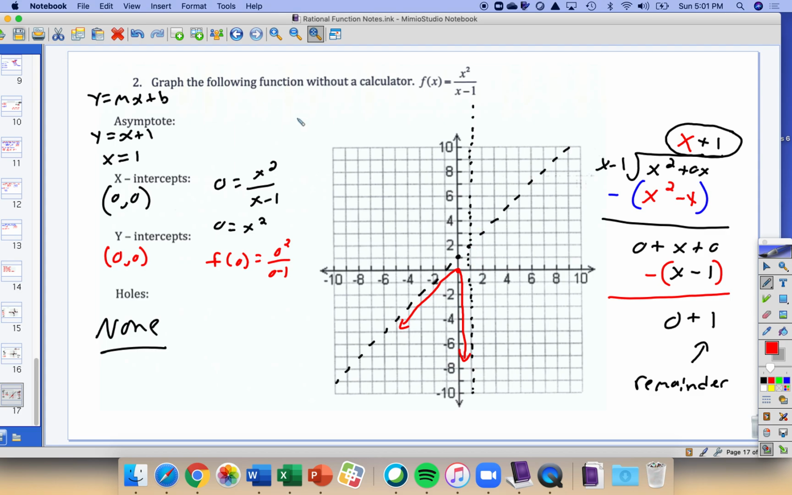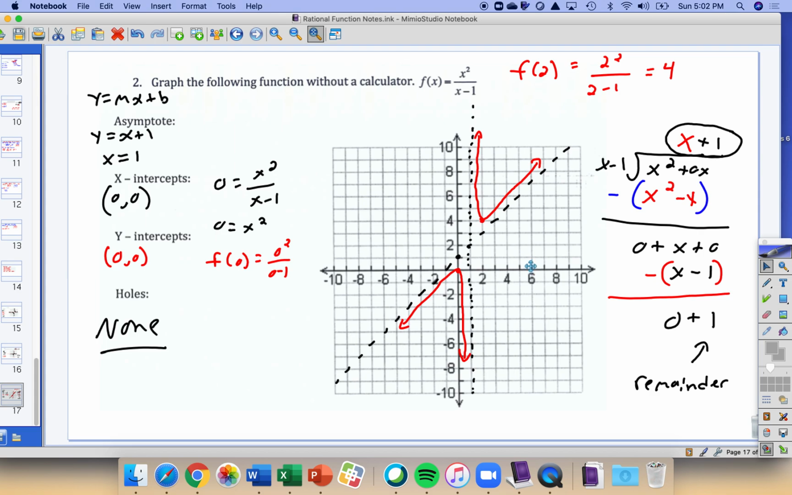So let's plot another point. Let's plot the value of 2. Let's find f of 2. So it means I have 2 squared over 2 minus 1, which is 4. So I have a point 2, 4, which is that point right there. And now I have a point up here. I can go ahead and follow the asymptotes like so. And that is my rational function.